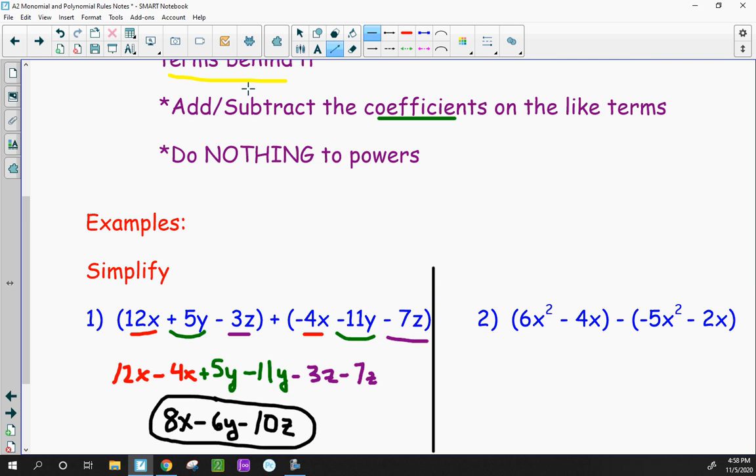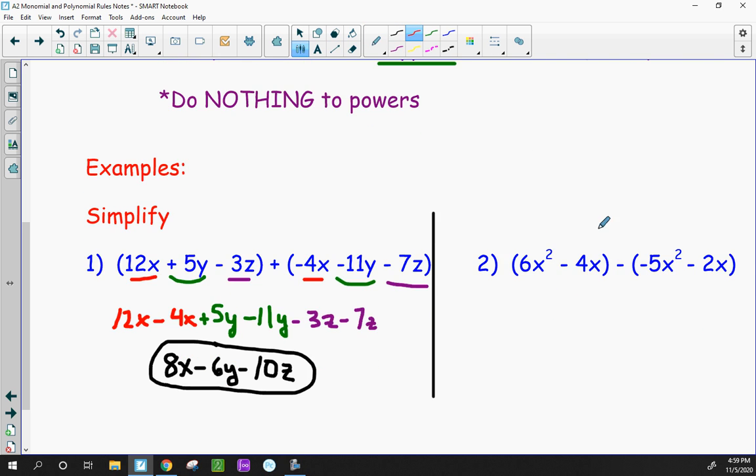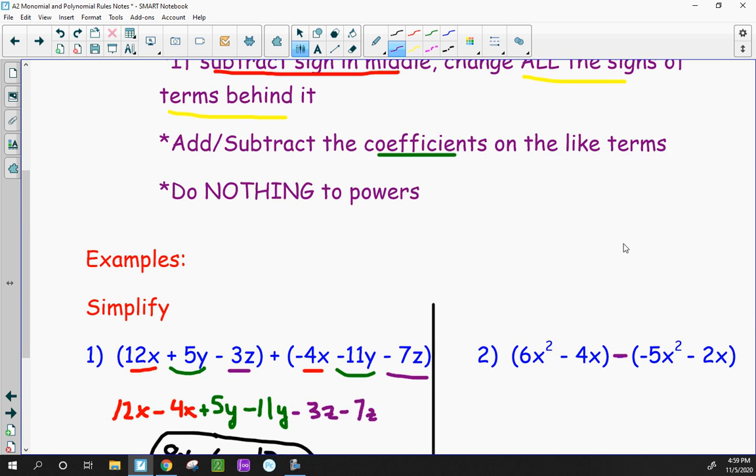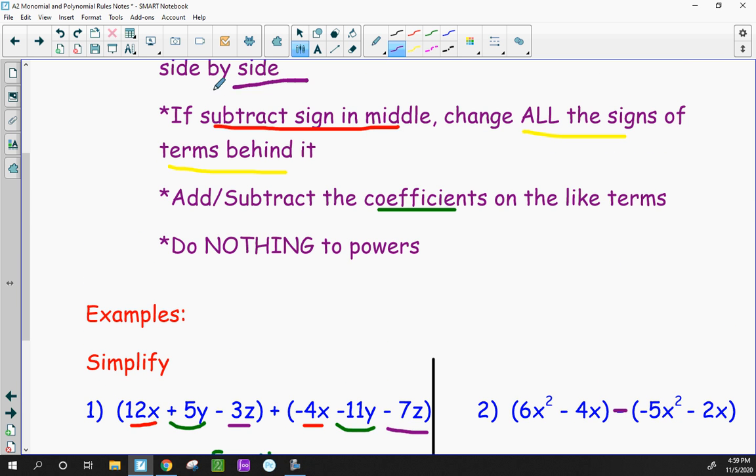Example 2, what I want you to notice is, first off, there are 2 parentheses. This one has 2 terms, so it definitely is a polynomial. The second parentheses also has 2 terms. Then I need you to notice that there is a big minus sign in the middle. The first example was an addition problem. The second, obviously, is subtraction. So we are going to have to follow this rule.